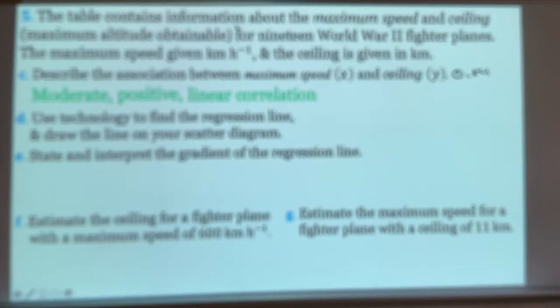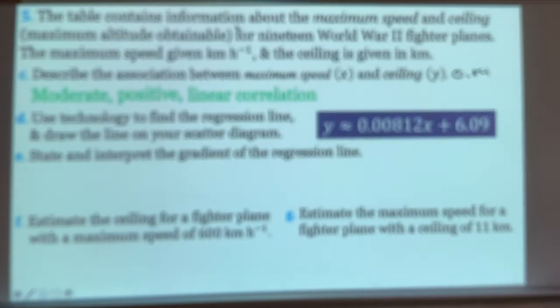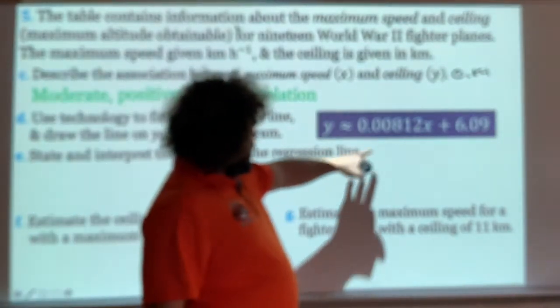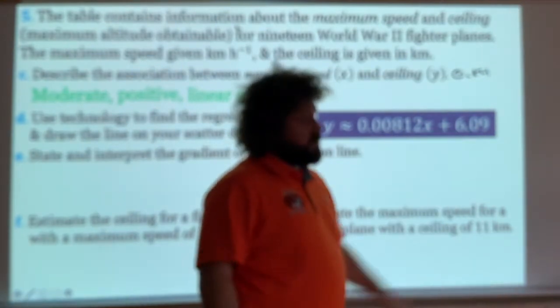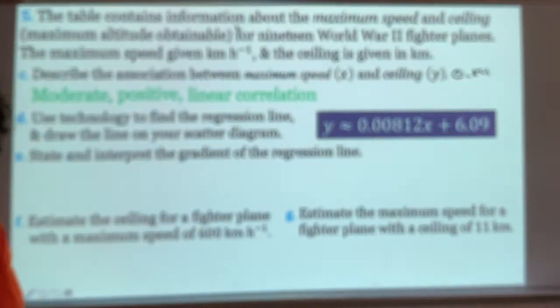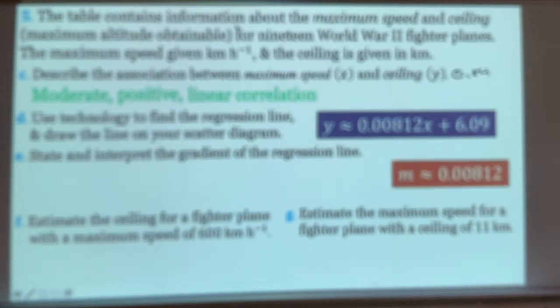Using technology, draw the regression line, draw a scattergram. We already did that. We said our regression line before. I already told you guys, 0.00812x plus 6.09. Went through some of the figures. State and interpret the gradient. Okay, the gradient is the thing next to the x, it's your slope. So the gradient is about 812 hundred thousandths. What does that mean?